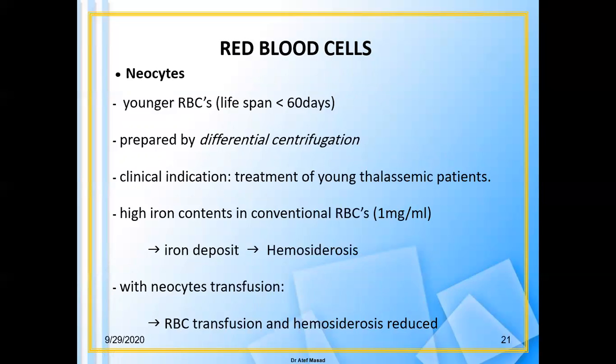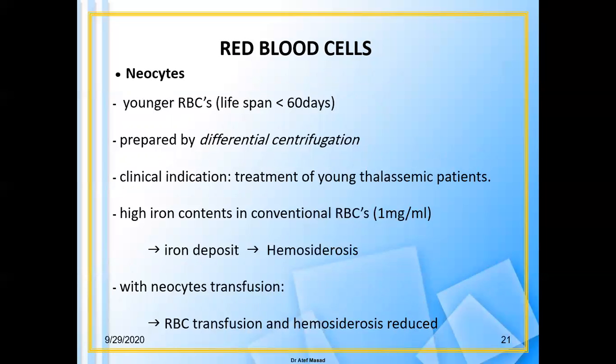We can prepare it by differential centrifugation of whole blood. Clinical indication, why we need it: for the treatment of thalassaemic patients, especially the young thalassaemic patients, and the patients that need blood transfusions frequently. And why we need them? Because the red blood cells, which we call conventional RBCs, have high iron content.